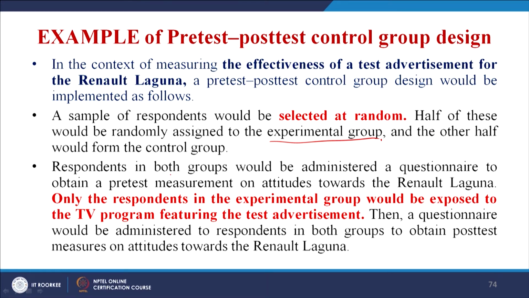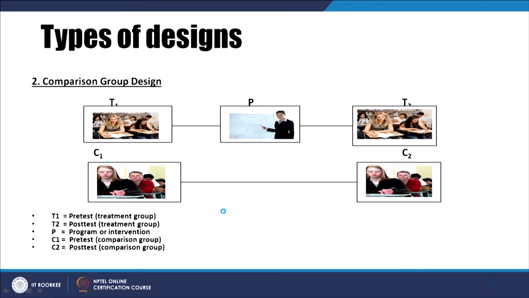So, complete randomization. Respondents in both groups would be administered a questionnaire to obtain a pre-test measurement on attitude towards the car, right. The respondents in the experimental group would be exposed to the TV program featuring the advertisement. Then again the questionnaire would be administered to find out the new scores. So, now look at this case. First you took a score, then you gave a treatment, right, then again you took a score. Here there is no treatment, but two measurements, pre-test and post-test, right.